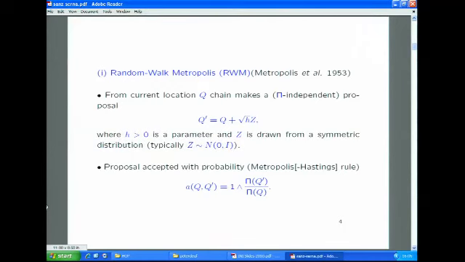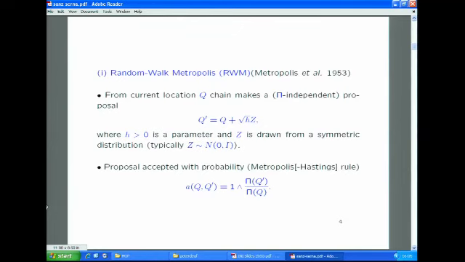The simplest and oldest way of doing this was introduced by Metropolis and his co-workers in 1953. This is, I think, one of the most widely cited papers in the scientific literature, and maybe one of the most widely used algorithms in the whole of mathematics. And the procedure is as follows.